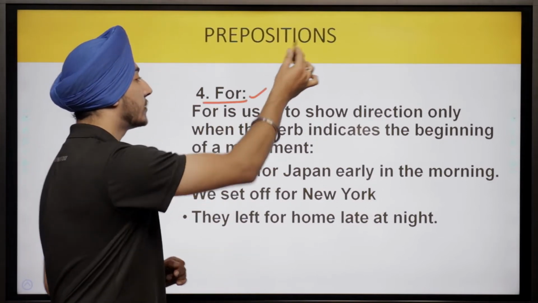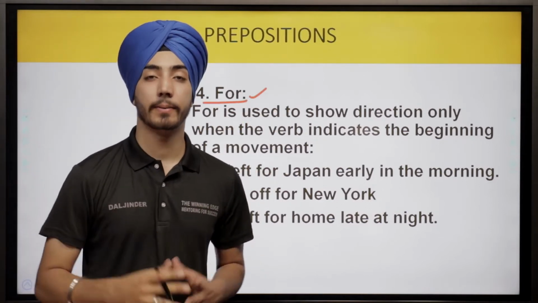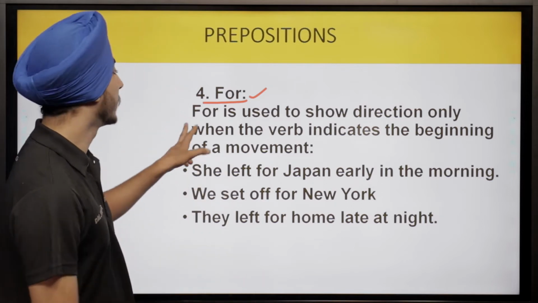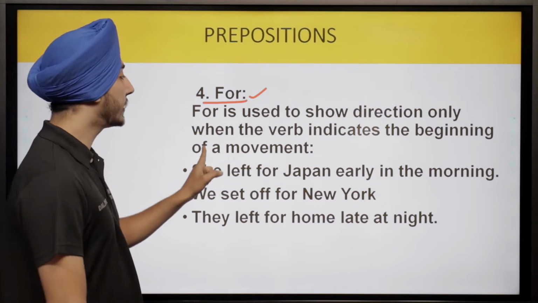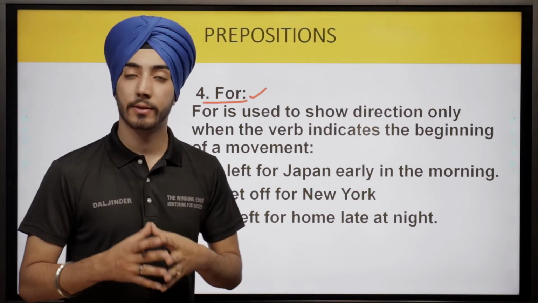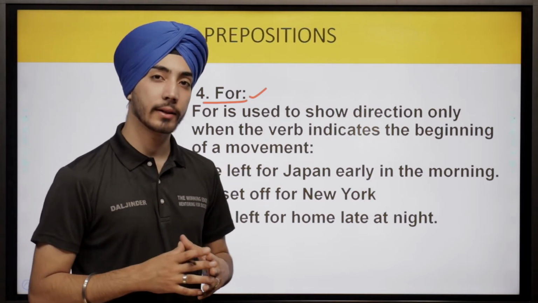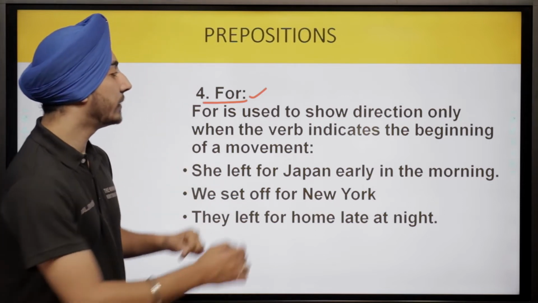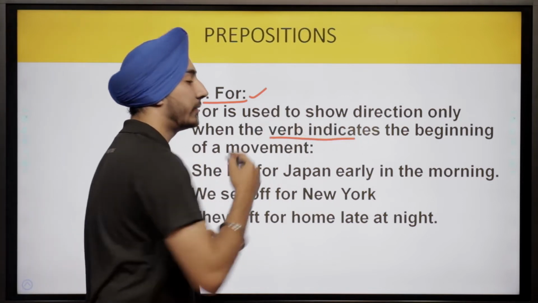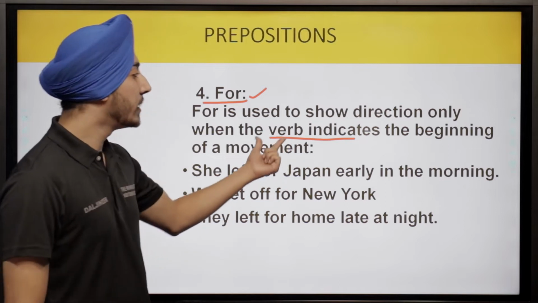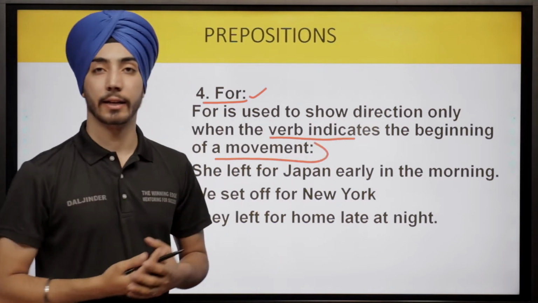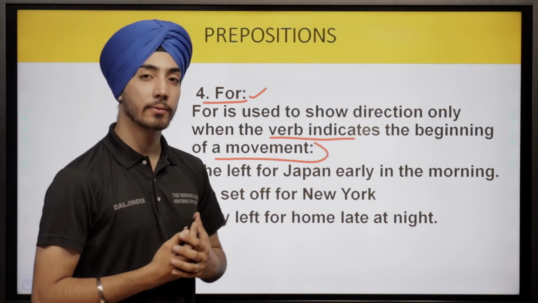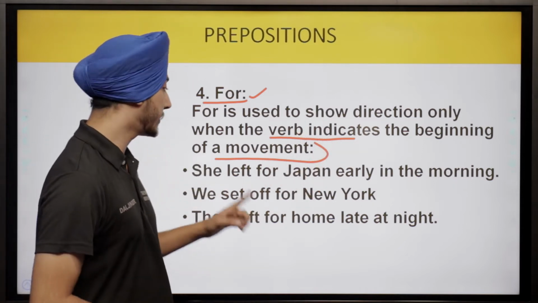Now let's look here. For को हम कब use करते हैं और कहाँ पे use करते हैं in our English grammatics. For is used to show direction only when the verb indicates the beginning of a movement. ठीक है, for कब use करते हैं हम? For direction के लिए तभी use करते हैं जब when the verb the activity, ठीक है, क्रिया, whatever we call it, so it indicates the beginning of a movement. So some kind of movement is starting here. ठीक है, तब हम for को direction के लिए use कर सकते हैं. Now let's understand this with example.